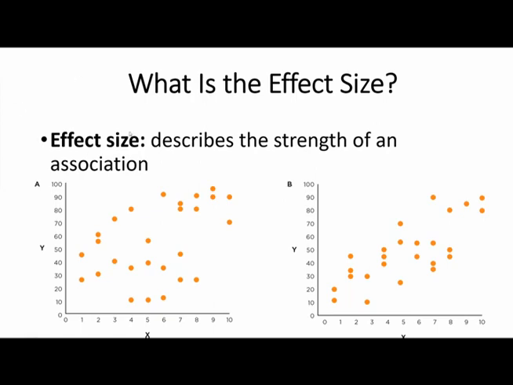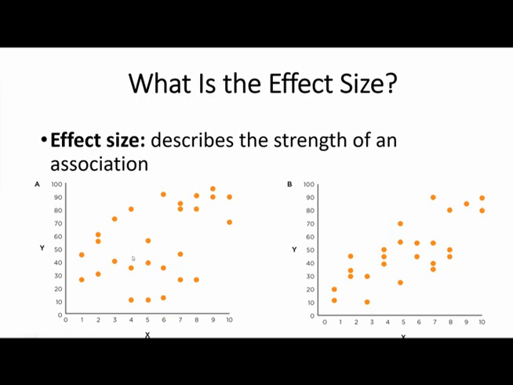So a large effect size would be on the larger side of things. Or we could use Cohen's chart, and a large effect size would be anything bigger than an R of 0.5. A small effect size would be closer to 0.